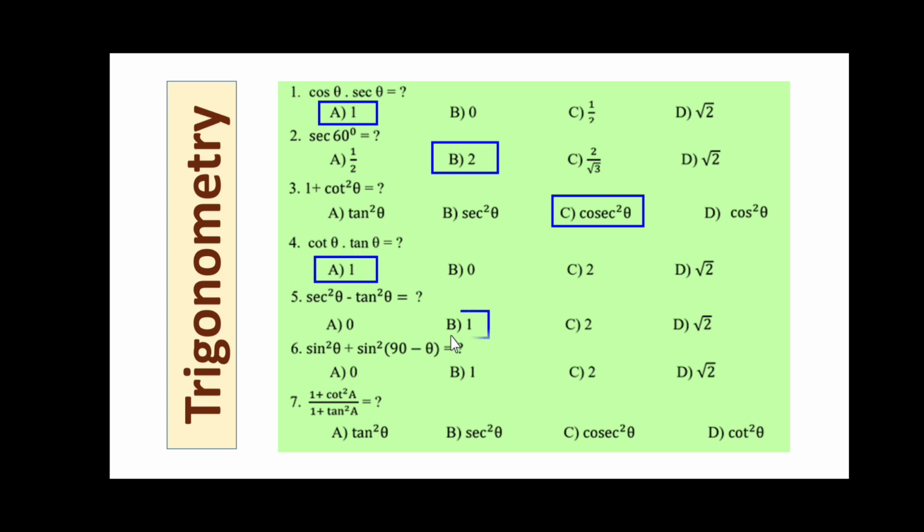Sec square theta minus tan square theta is equal to what? Here the answer is 1, since sec square theta is equal to 1 plus tan square theta. Sin square theta plus sin square (90 minus theta), here sin square (90 minus theta) is cos square theta, and sin square theta plus cos square theta is 1, so answer is B. 1 plus cot square A upon 1 plus tan square A. Here 1 plus cot square A is nothing but cosec square A, and 1 plus tan square A is sec square A. Here it must be A, so the answer of this will be cot square A.